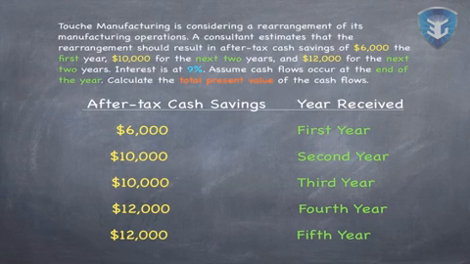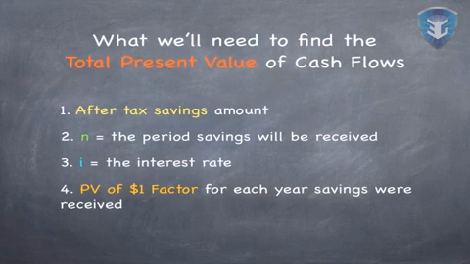When we put that on paper, we see that the first year savings is $6,000, second $10,000, third $10,000, fourth $12,000, and fifth $12,000. What we'll need to find the total present value of cash flows is first the after-tax savings amount, second N, which is the period savings will be received, third I, the interest rate, and fourth the present value of dollar factor for each year savings were received.